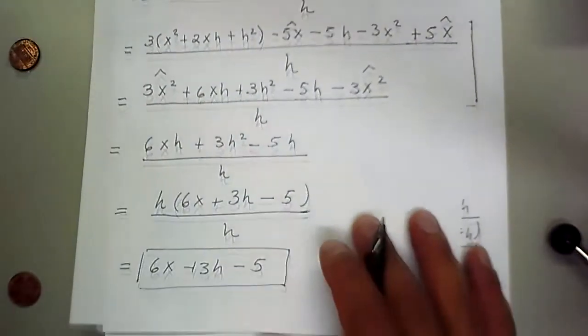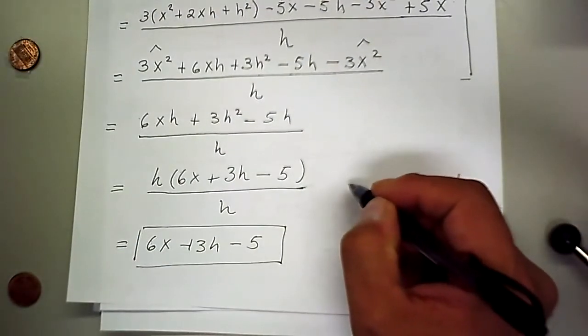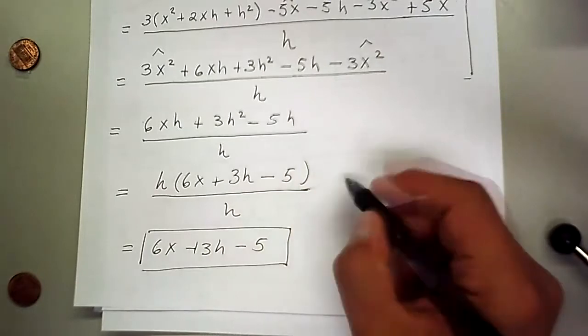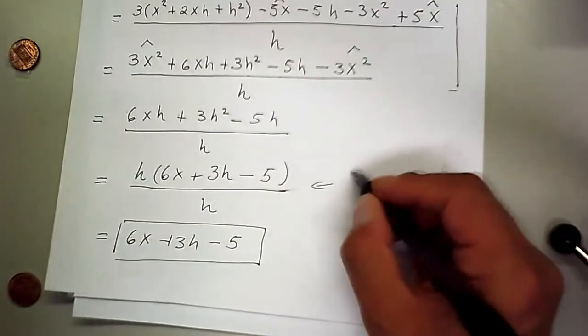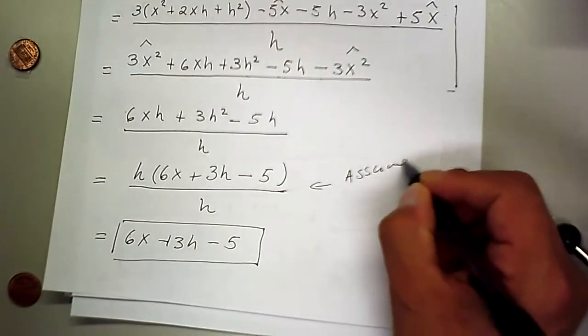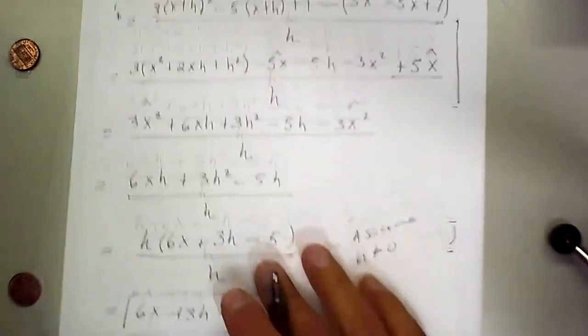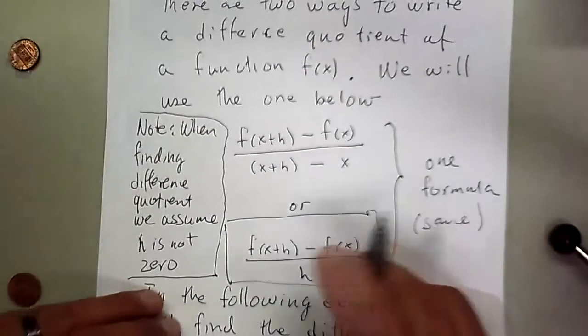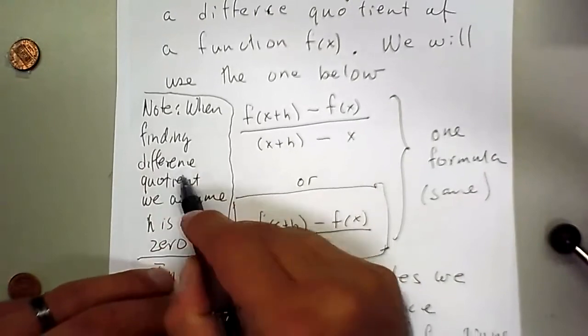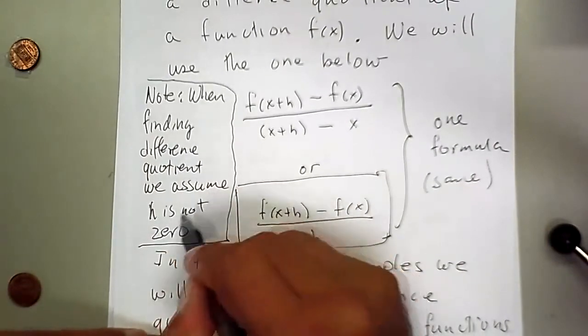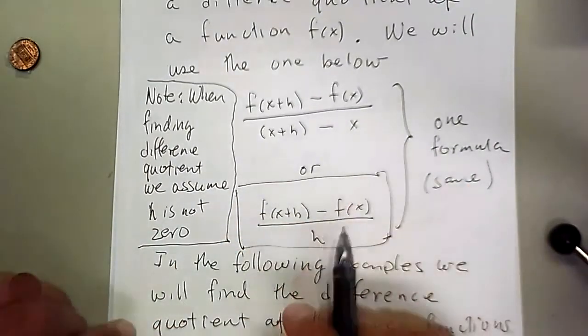And finally here too, in this example we did, when we simplify those two, we assume h is not 0. So that's why we have to make this note: when finding the difference quotient, we assume h is not 0.